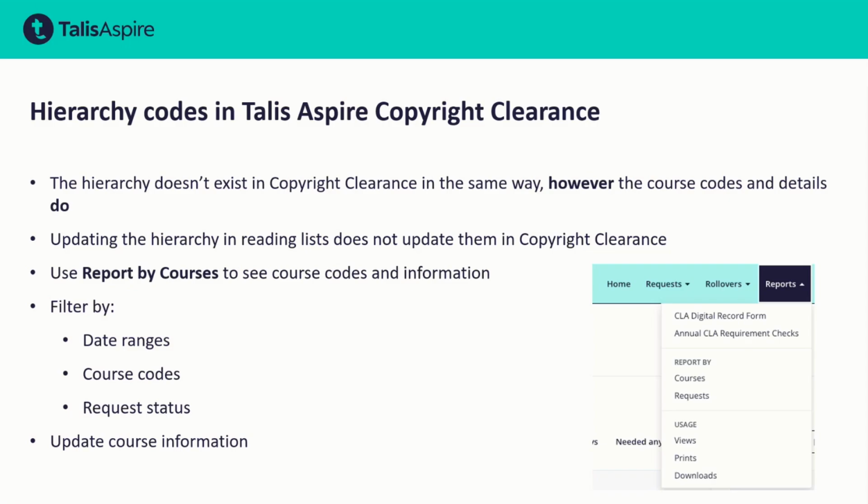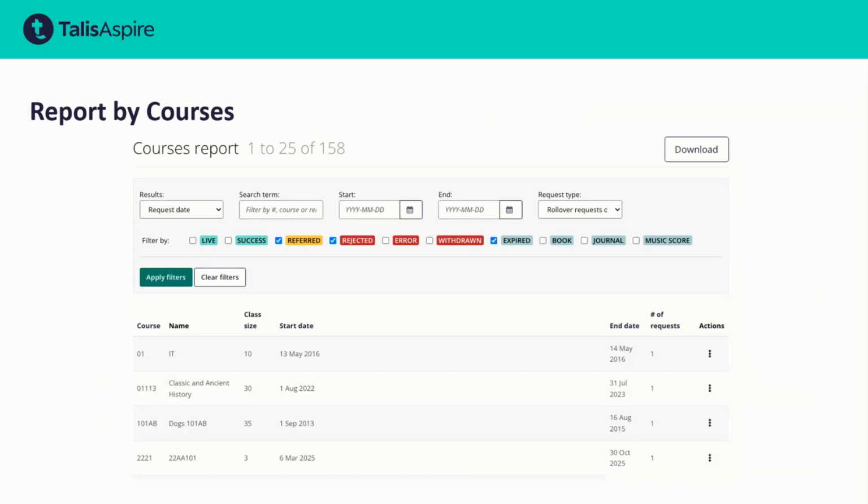You'll want to go to report by courses, and you'll be able to get a view of the course codes and the associated information. You can filter that down if need be by date ranges, by codes, by request status, and you can update course information in that way. That's just to give you an idea of what that will look like. Once you've found your course, you can choose that hamburger menu over by the side to make amendments.